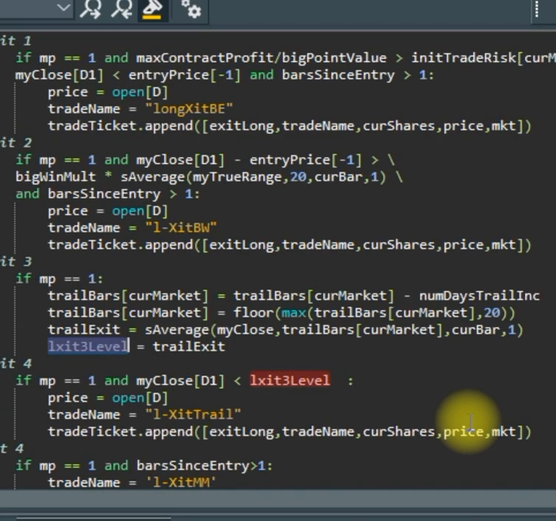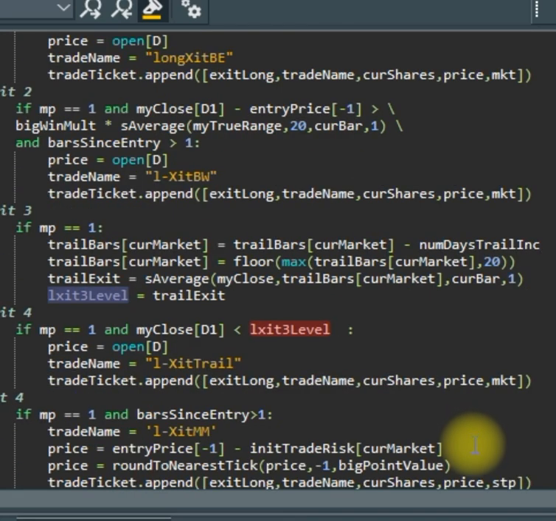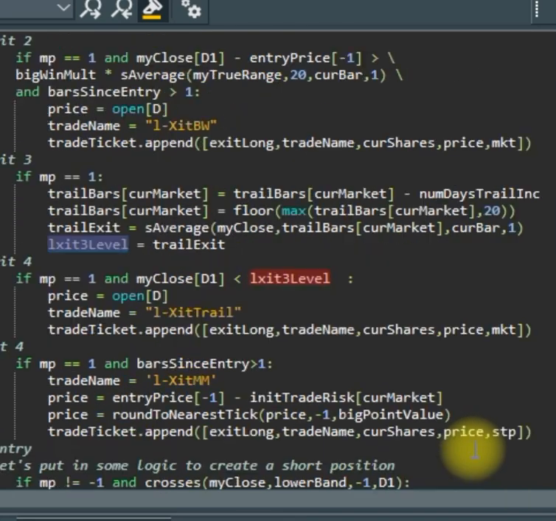And that really should be, I guess it should be along exit 3. Sorry about that, so a typo. This is a continuation of long exit 3. This is the calculation of the trailing exit, and this is the execution of that trailing exit.